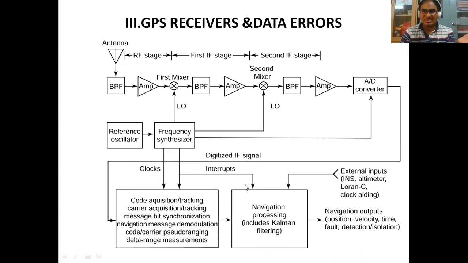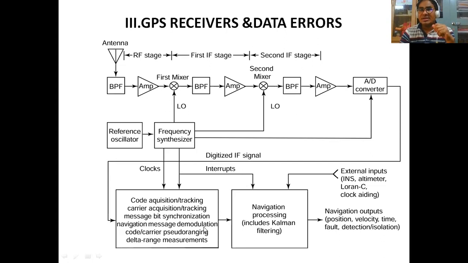Of course, in a previous class in Unit 2, we have already learned this. So first is the code acquisition or tracking. Carrier acquisition or tracking. So first, from the received signal, it has to detect which type of code is used. Then carrier acquisition and tracking is to be done. Then message bit synchronization is to be done. Then navigation message demodulation is done.